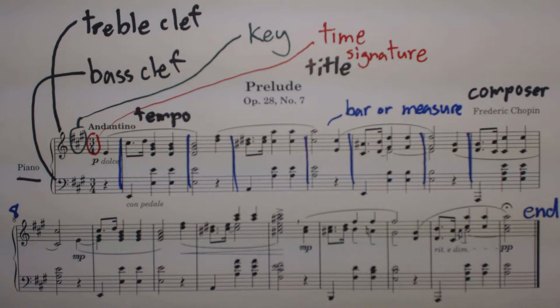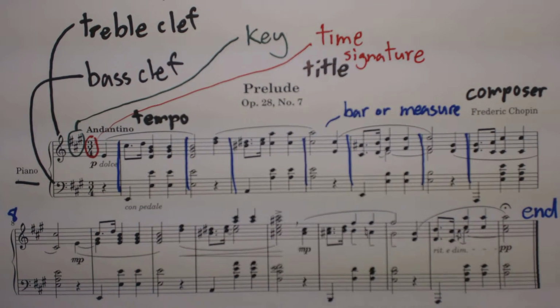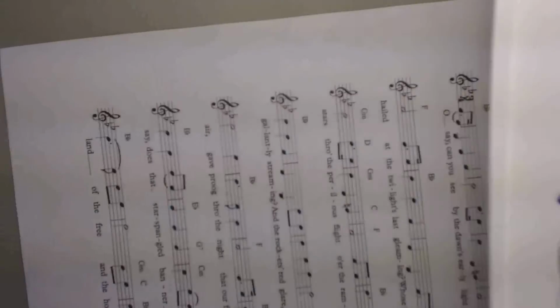So those are the basic things that you should see in a piece of music. If you don't see these things in a piece of music, you should start to question what you're even looking at. Sounds good? Sounds good. Alright, let's look at another one.